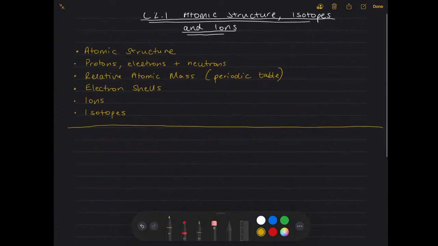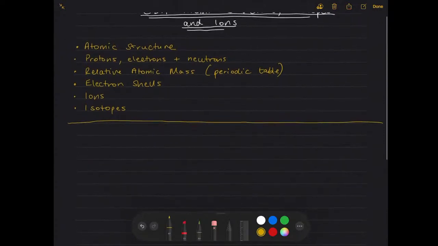You will need a periodic table, a GCSE periodic table to hand as we go through. Without further ado, let's go.